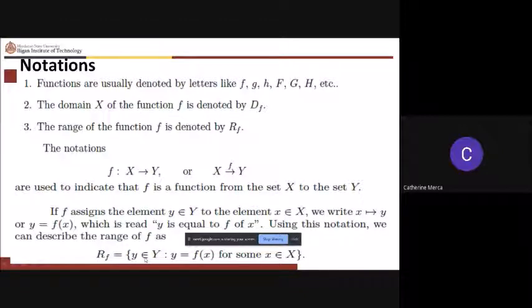R sub f equals the set of y, element of Y, such that, this is read as such that, y equals f of x for some x, this is read as element of X. Okay? Kung nag-watch kayo ng mga videos about sets, then you will know that this is actually a set notation.